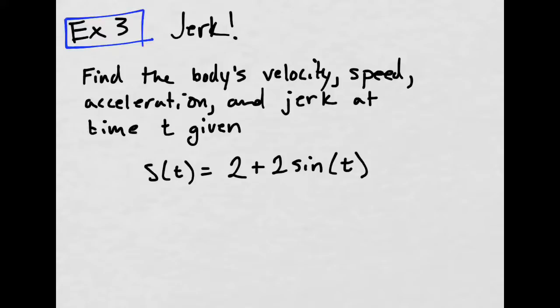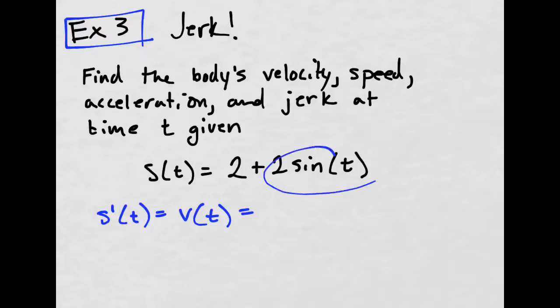So let's take a look at this. Find the body's velocity. That's the first thing, and we're just going to take the derivative. So s prime of t is equal to the velocity. The derivative of 2 is 0. And then the derivative of sine, I can leave that coefficient out in front. Sorry, the derivative of sine is just regular cosine, not negative cosine. So it's 2 cosine t. Okay, great. I have that check.